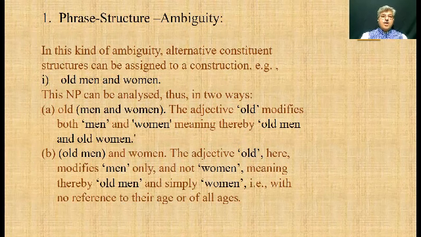For example, old men and women. This NP can be analyzed in two ways. Number one, old men and women, where the adjective old modifies both men and women, meaning thereby old men and old women. In the second example, old men and women, the adjective old modifies men only and not women, meaning thereby old men, the men are old, and simply women, that is with no reference to their age, or of all ages.